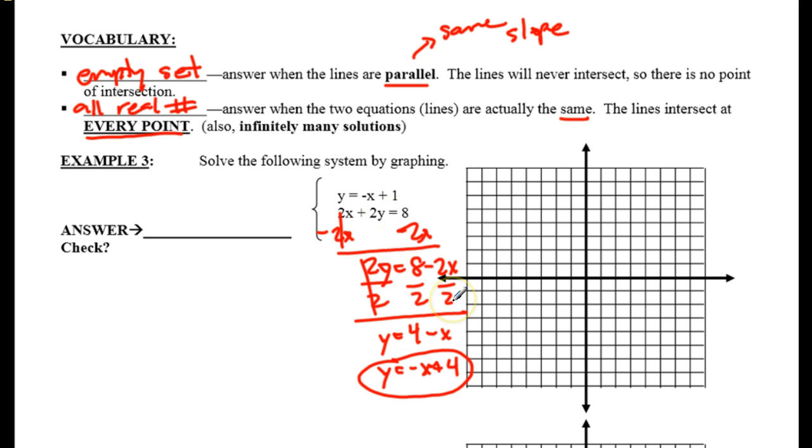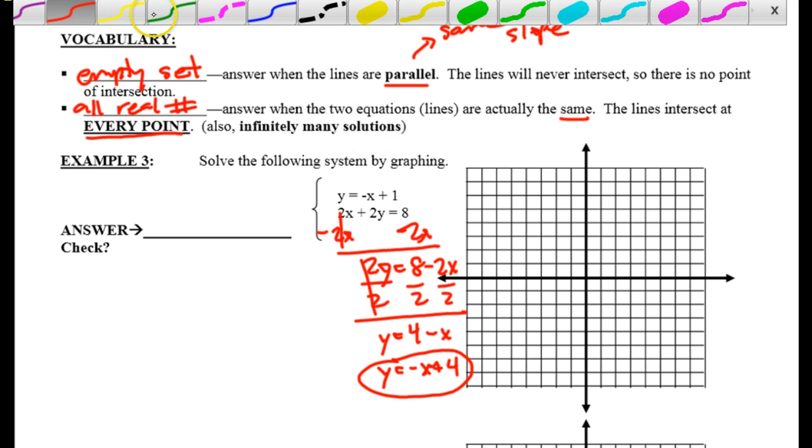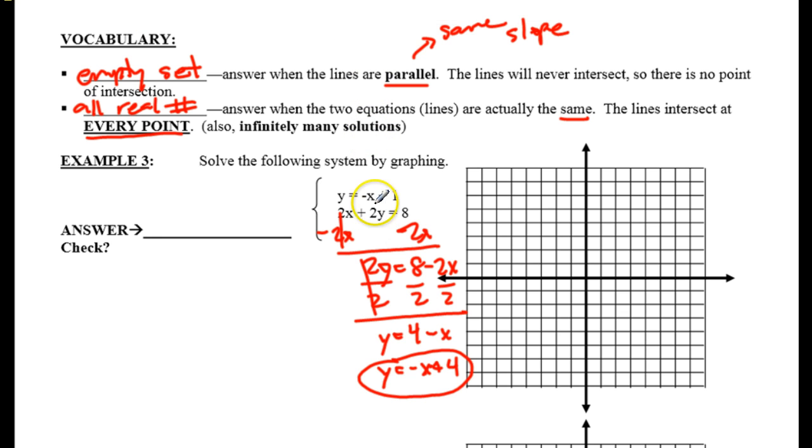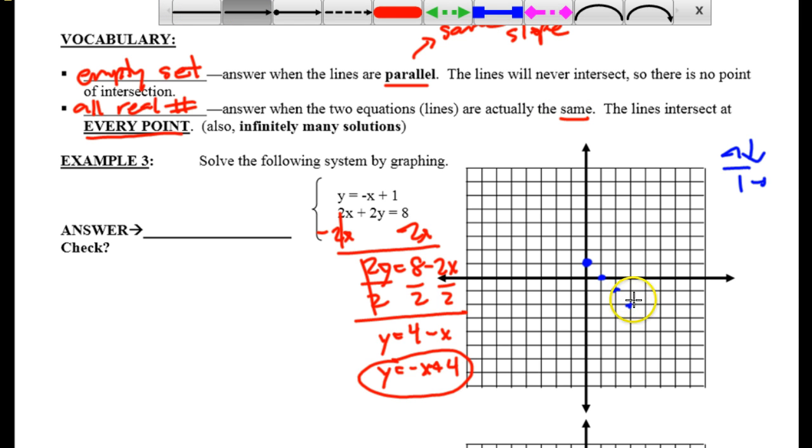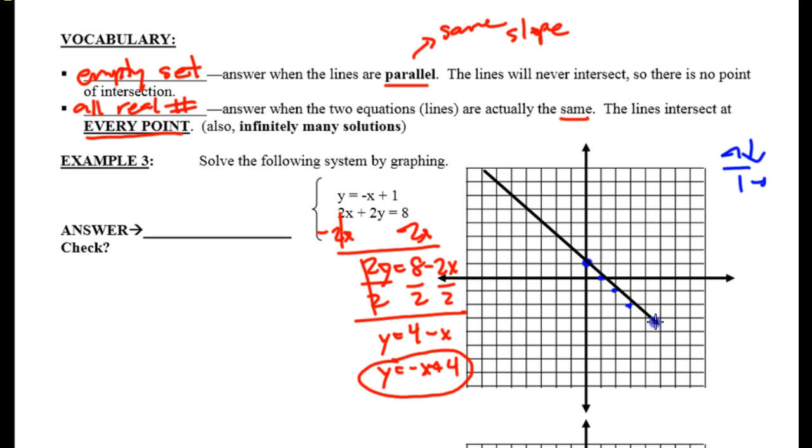Okay, so let's graph these and see what we got here. First equation, y equals negative x plus 1. The y-intercept is positive 1. Now remember, my slope is negative 1, which means negative 1 over 1, which means we'll go down 1, right 1. Down 1, right 1. Down 1, right 1 every time. Okay? So we're going to go ahead and connect those dots. So there's that line.